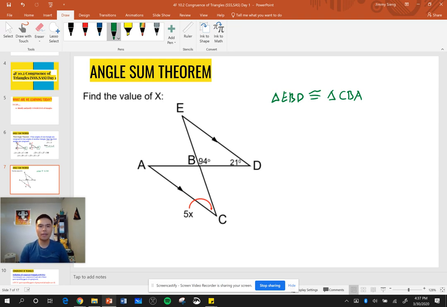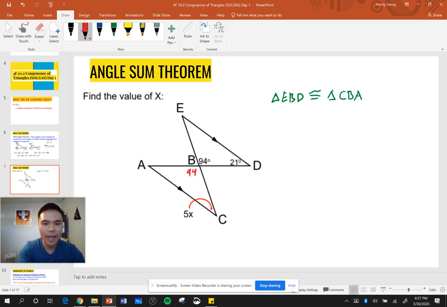That's congruent to triangle CBA, okay? Assuming those are true, we know that the third angle is also going to be congruent to the corresponding ones with each other, right? So let's just fill this in. Angle B on both triangles has to be 94 because vertical angles are congruent.